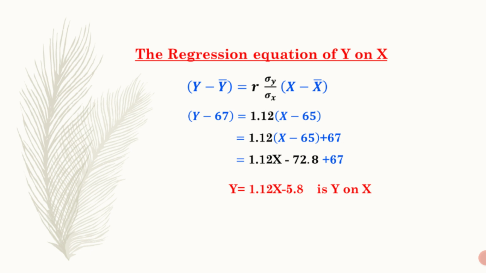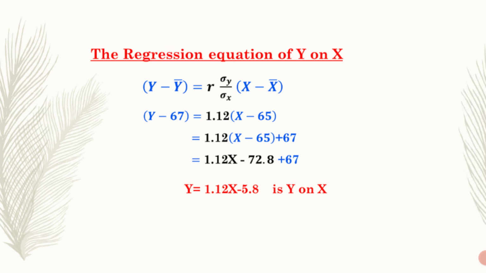Now multiplying 1.12 into x minus 65, we get 1.12x minus 1.12 multiplied by 65, which is minus 72.8. Transferring the minus 67 to the right-hand side, we get plus 67. Now subtracting, 67 minus 72.8 gives minus 5.8. The final required equation of y on x is y equals 1.12x minus 5.8. This is the regression equation of y on x.